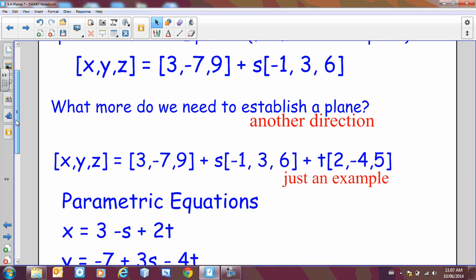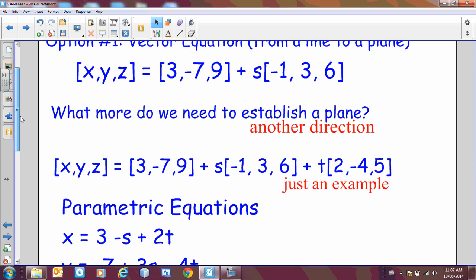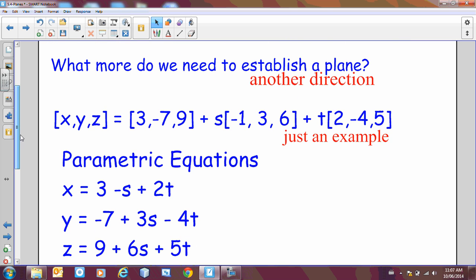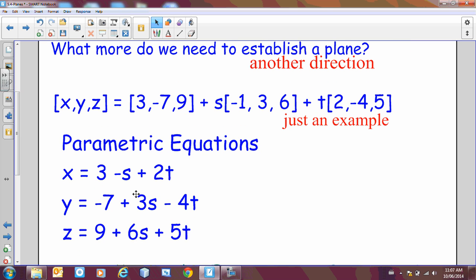And then as we had before, we have a vector equation for our plane. We will have parametric equations for the plane. In this case, the x value is established by taking the 3 from the point, adding the -1 times the scalar value in the one direction, and the t scalar value times the 2 in another direction. And that's how you can establish an x value and so on.